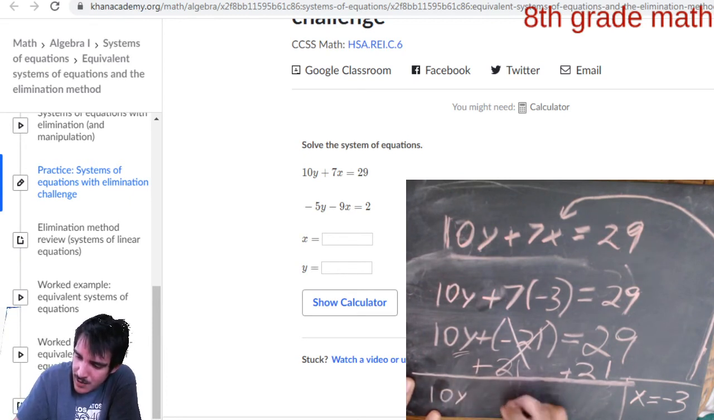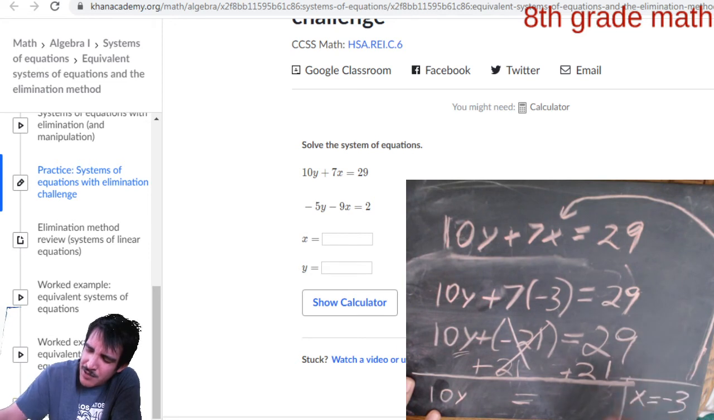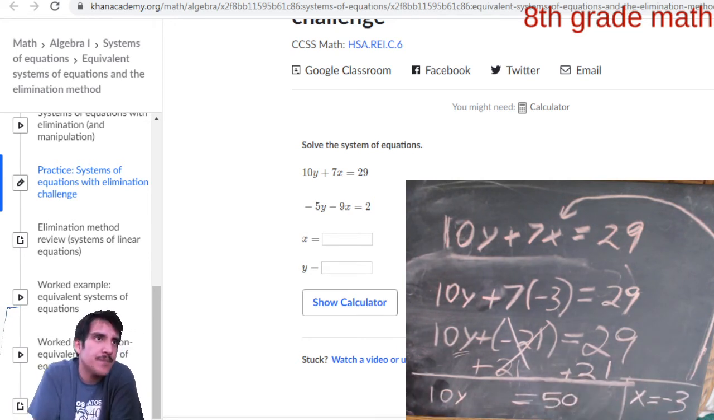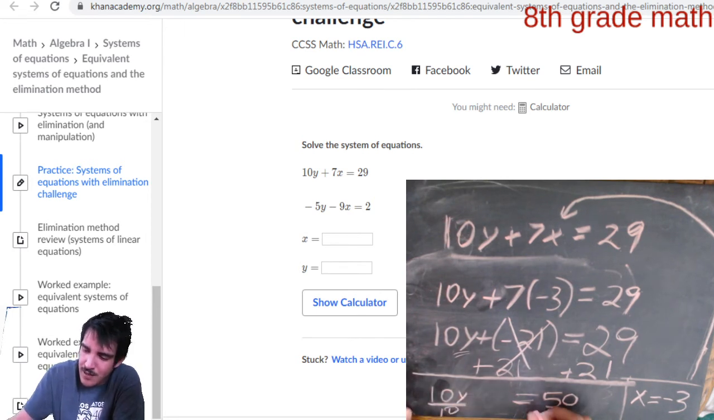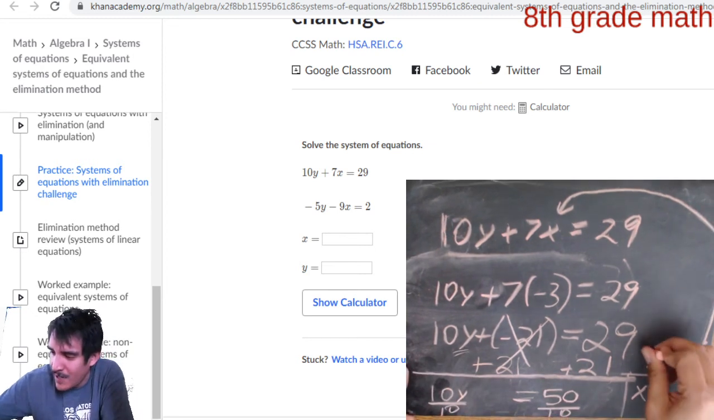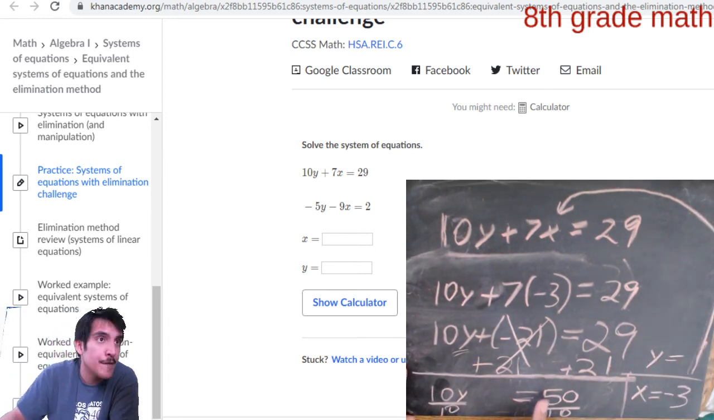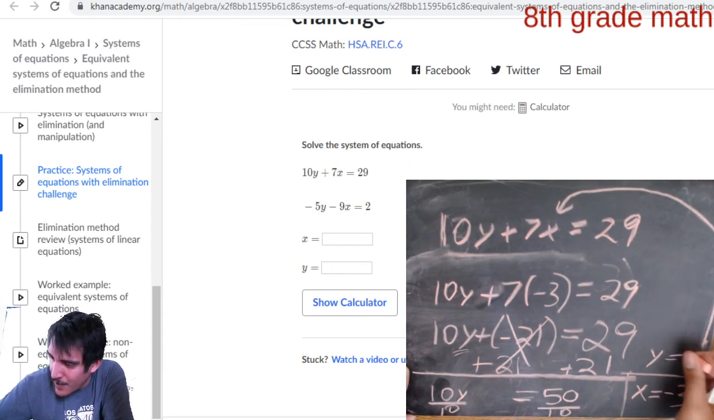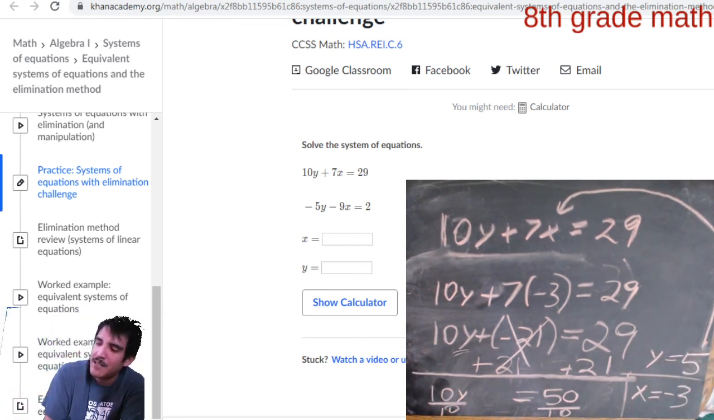equals 29 plus 21. I believe that is 50. Okay? So 10y equals 50. If you divide both sides by 10, you get 10y divided by 10, that's just y, equals 50 divided by 10. You should hopefully know that. That is 5. So you have x equals negative 3, y equals 5.